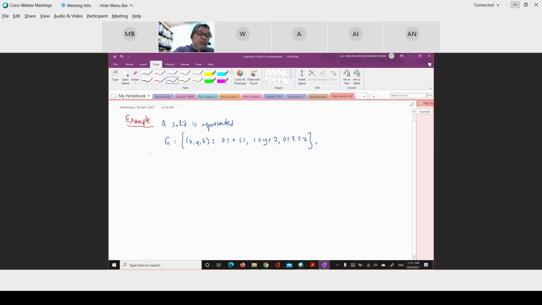Where G here is a rectangular solid, because all x, y, z are bounded by numbers. X is between -2 and 1, and y is bounded between 0 and pi, and z is bounded by 1 and 4. So G is a rectangular solid here because all the variables x, y, z are bounded by numbers.